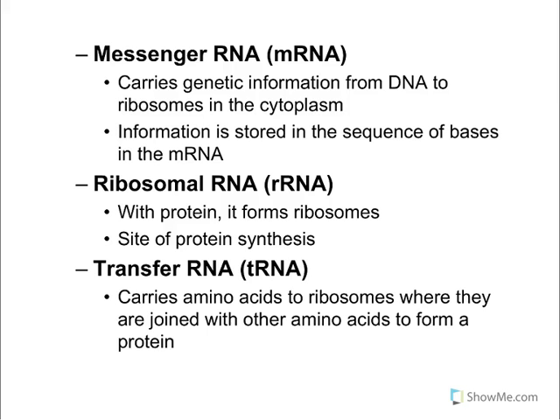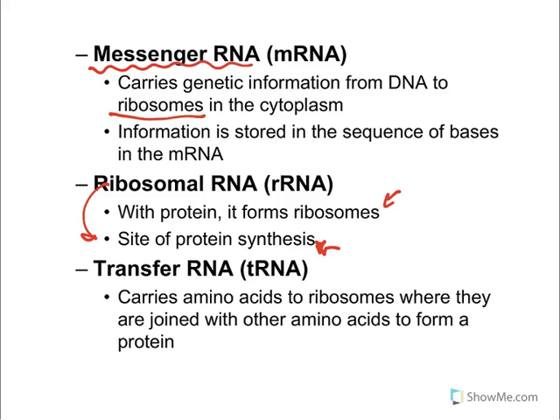But we have 3 types of RNA, 3 types of these templates, these copies. The first is messenger RNA, mRNA. This one is going to carry genetic information from the DNA to the ribosomes. So again, this is like the messenger. It's carrying a Xeroxed copy to the ribosomes. Then we have ribosomal RNA. This is in the ribosomes. What we have here is that with protein, it's going to form new ribosomes and new proteins. So that's definitely a function.